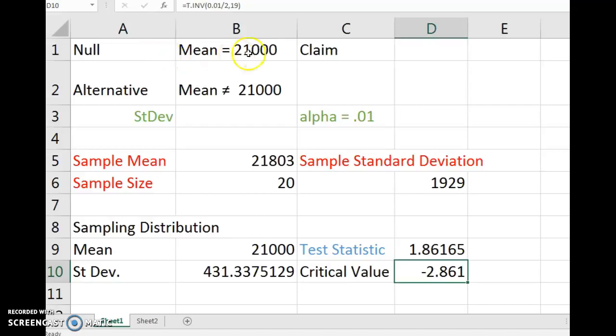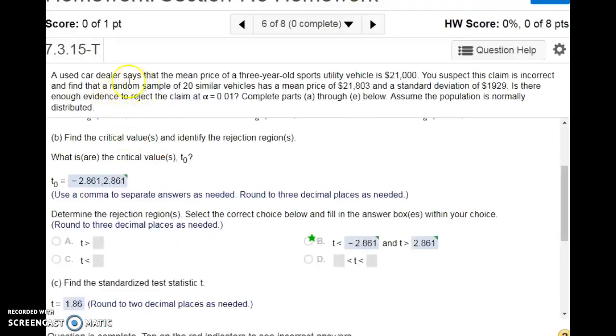So we have our null. That's our statement of equality. That's what the mean is. Our alternative is going to be the complement of that: the mean is not equal to 21,000. To test it, we're going to take a sample. We're going to sample 20 vehicles, and we find our sample mean and our sample standard deviation. And again, we need our sample standard deviation because we don't know the population standard deviation.